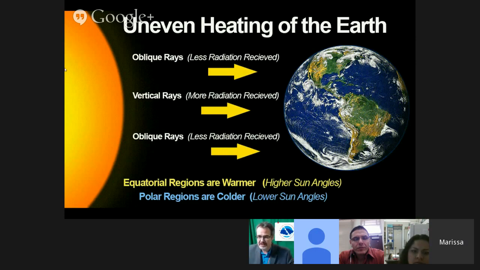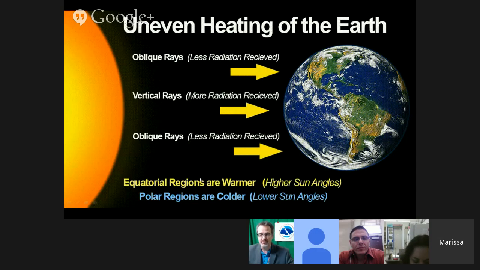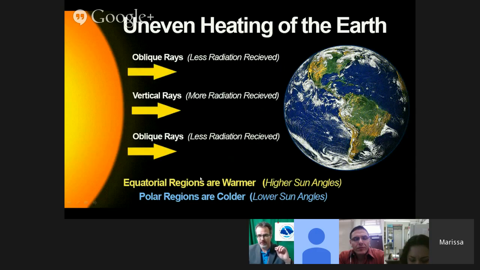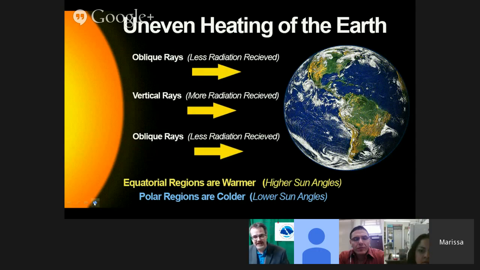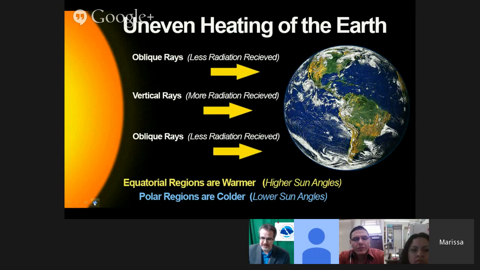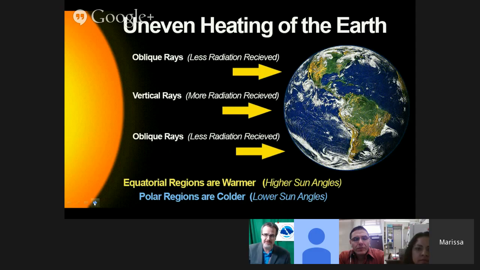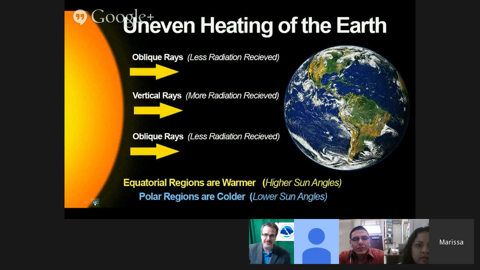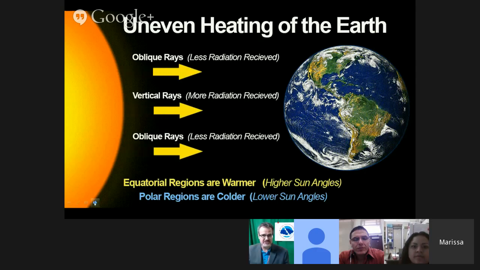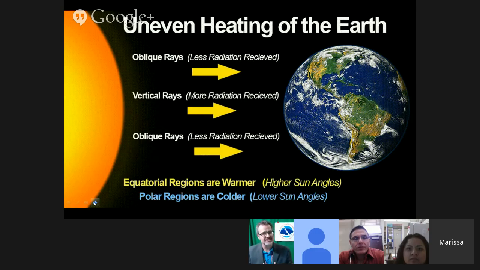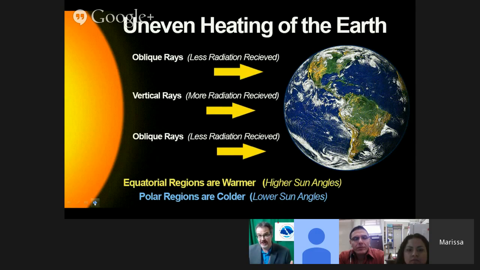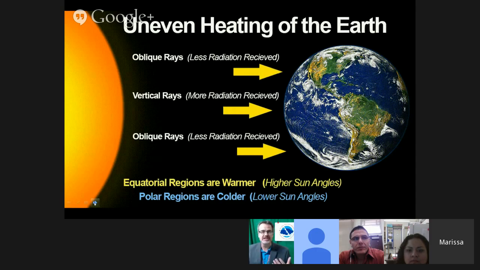So what happens, the incoming solar radiation right at the center of our globe comes in at the most direct angle possible. That's going to be about 90 degrees, the most vertical rays. But rays from the sun that are absorbed in the high latitudes up towards the North Pole, down near the South Pole, well, those come in at a lower angle. And lower angle means less radiation is received. So equatorial regions get more direct radiation, they get hotter. Polar regions get less direct radiation, even though it's the same sun, they get colder. So just for that reason alone, we notice that the Earth heats unevenly.